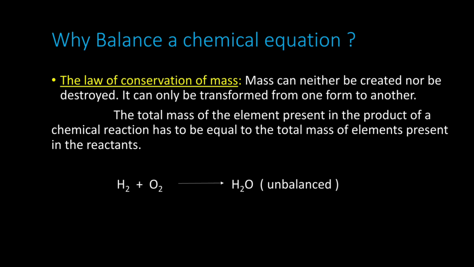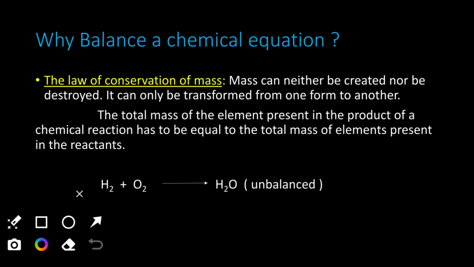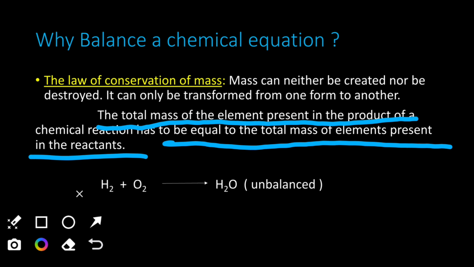On the reactant side, you have two hydrogen atoms and two oxygen atoms. When some chemical reaction happens, they undergo rearrangement. There is no loss of any atoms, or formation of any new atom. Only the present reactants undergo some rearrangement to give you some new product, right? Hence the mass should be equal on both the reactant and product side. So the total mass of the elements present in the product of a chemical reaction should be equal to the total mass of the elements present on the reactant side, okay.